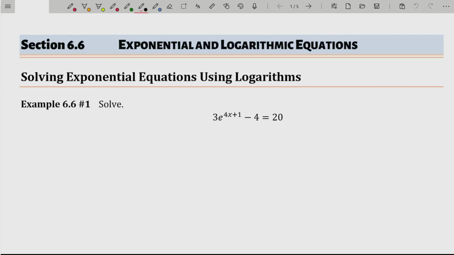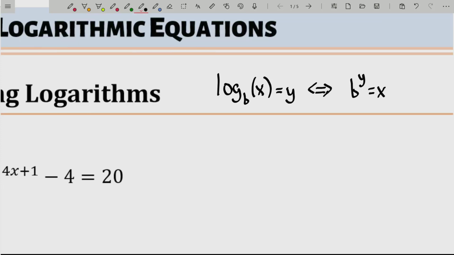This all relies upon one simple idea, the definition of a logarithm, which is that log base b of x is equal to y if and only if b to the y is equal to x. Now, when you're dealing with logarithms, you do have to worry about domain issues, and so we'll approach those as we go through and solve. But it is important to remember this notation.